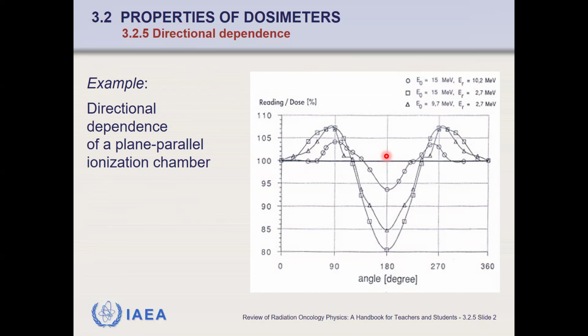The ionization chamber is one type of dosimeter. In some dosimeters, there is an ionization chamber inside, and this ionization chamber may be filled with gas. The ionization of the gas due to incident radiation will generate a measurable electric current, which is then related to the absorbed dose. Now, in this picture we will also see the effect of the angle on the reading.